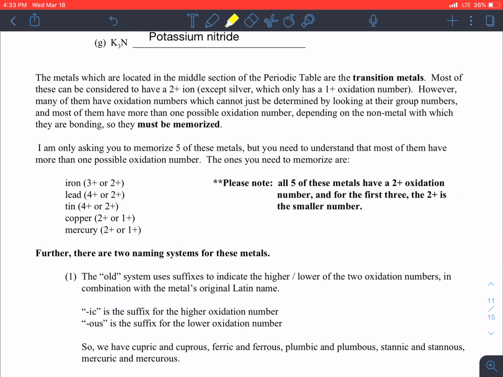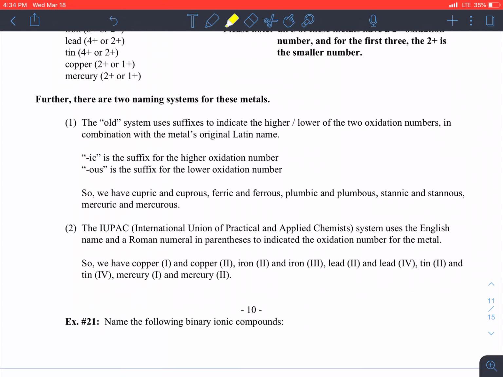So the metals, which are located in the middle section of the periodic table, we know as transition metals. Most of these can be considered to have a 2+ ion, except for silver, which only has a 1+. Many of them have oxidation states which cannot be determined by looking at their group numbers. We've already had them memorized. These are our special ones like iron, lead, tin, copper, and mercury that have more than one oxidation state. And so we've already talked about ways to memorize them. We use either the Latin or the Roman numeral version. Okay, and that's just kind of explaining here further.